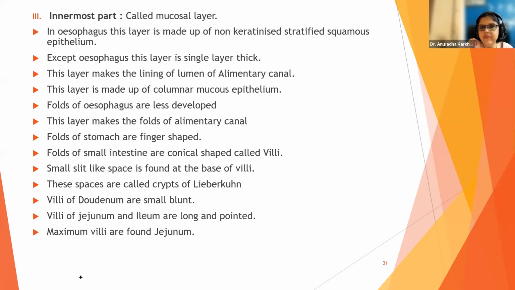Mucosal layer, the mucosal layer of the alimentary canal. It is going to be made up of non-keratinized stratified squamous epithelium. So these cells are going to be a part of the mucus layer. Except in the esophagus, this layer is single layered, right? This layer makes the lining of the lumen of the alimentary canal.